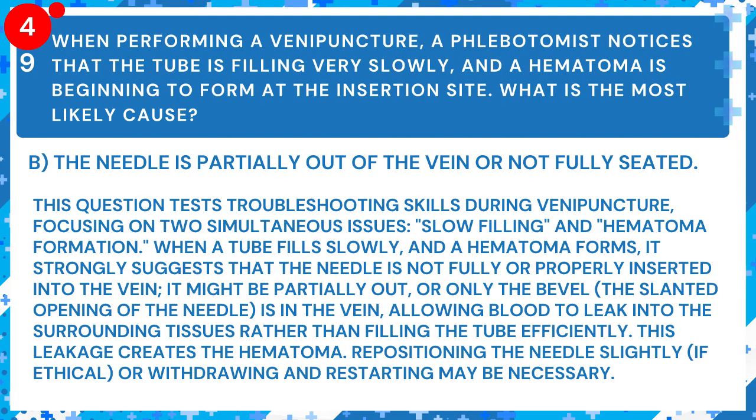Answer: B. The needle is partially out of the vein or not fully seated. Explanation: this question tests troubleshooting skills during venipuncture, focusing on two simultaneous issues: slow filling and hematoma formation. When a tube fills slowly, and a hematoma forms, it strongly suggests that the needle is not fully or properly inserted into the vein.